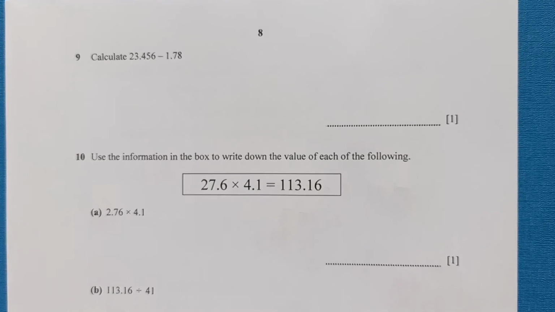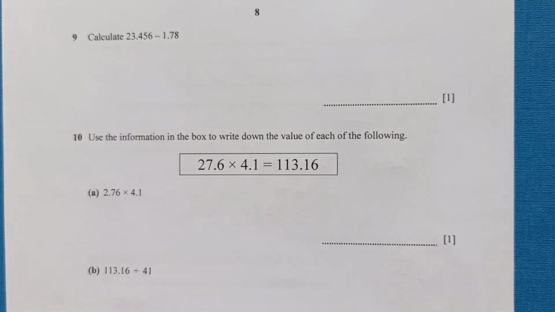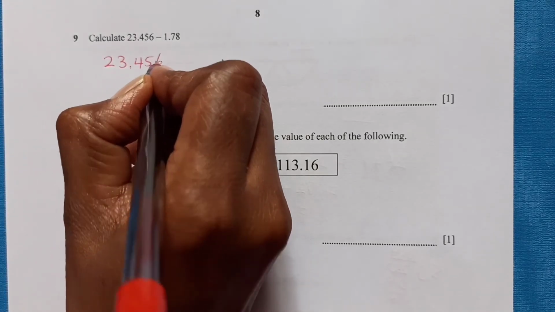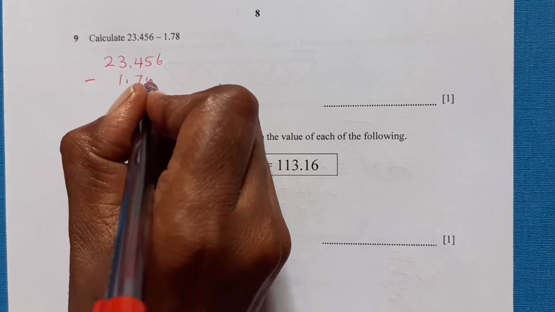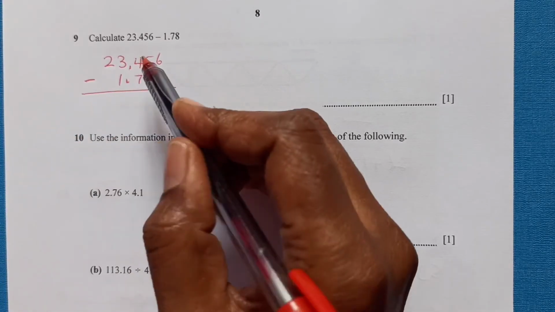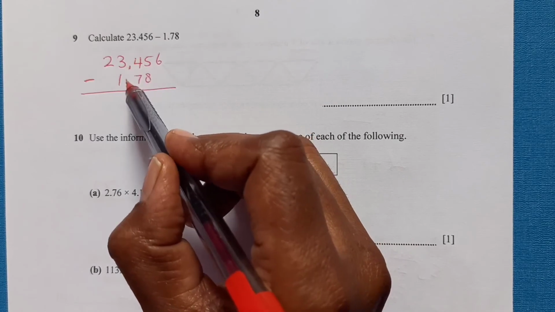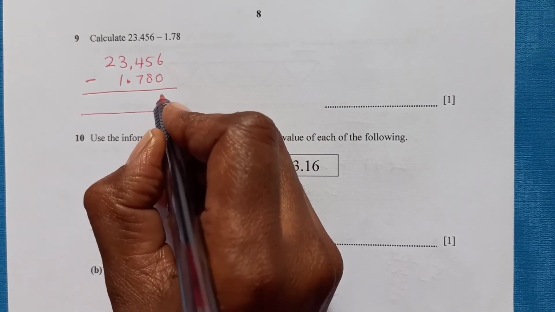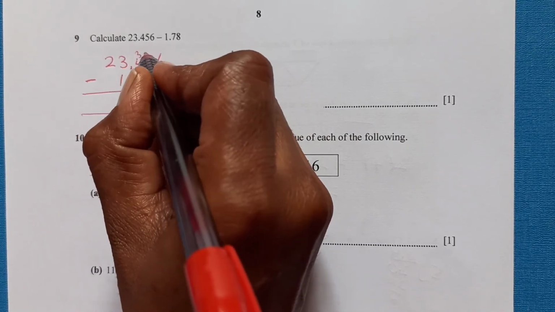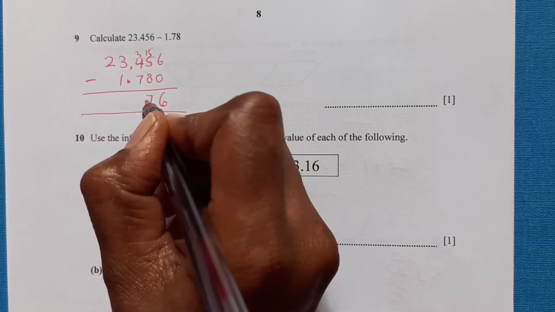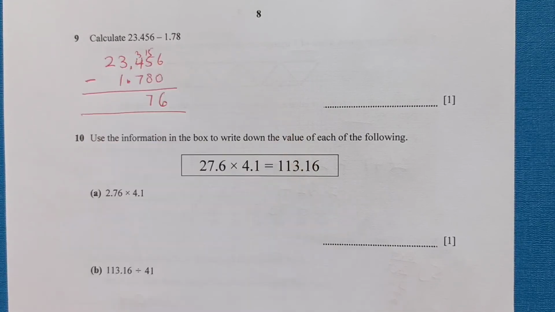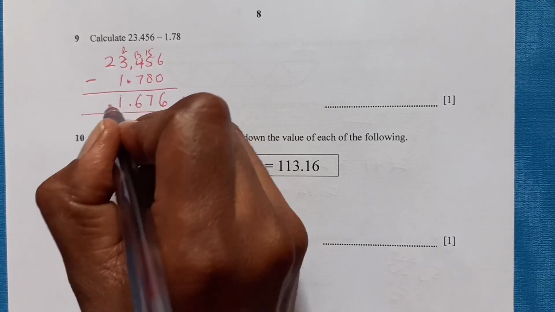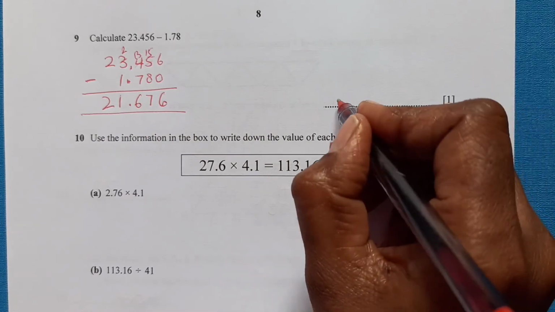Okay, so number 9, calculate 23.456. This is very easy. So 23.456 minus 1.78. Remember, you put numbers the way decimal should come under the decimal, right? So we can fill up this with 0. 6 minus 0, it is 6. Then it is 3 here, it will become 15. 15 minus 8 is 7. So we need here 13. So this is 2. 13 minus 7 is 6. 2 minus 1. So it is 21.676.